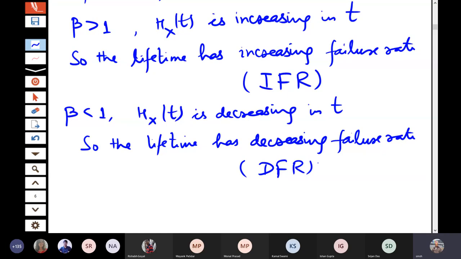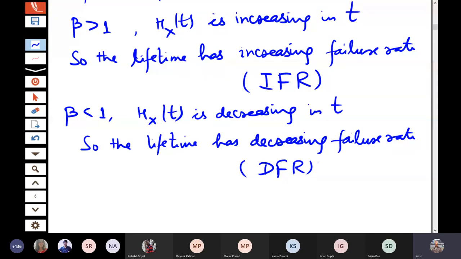So is this concept clear? What examples come in for beta equals to 1? For beta equals to 1, beta equal to 1 corresponds to the exponential distribution.